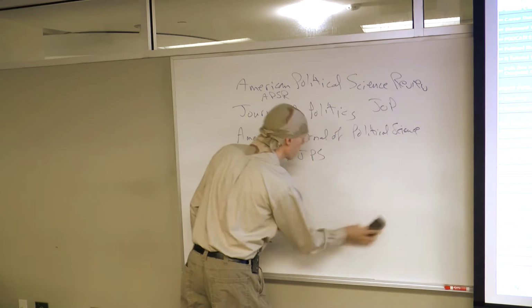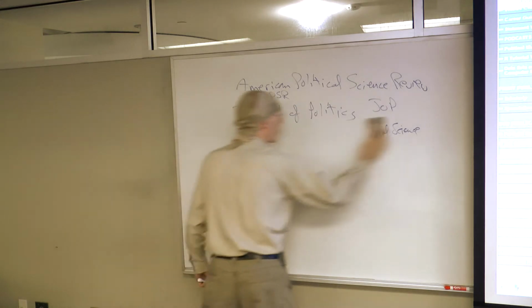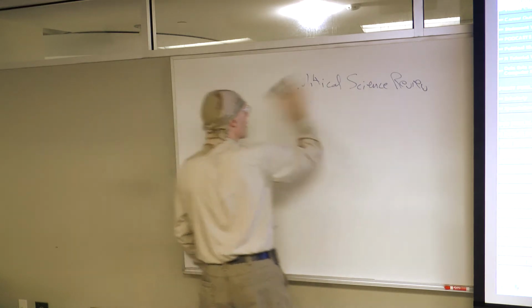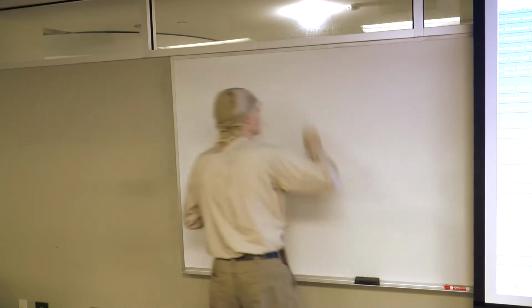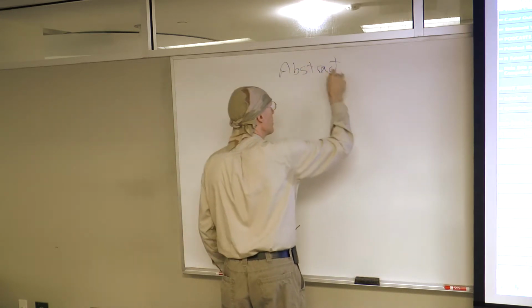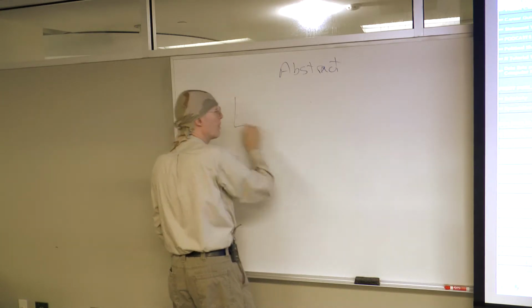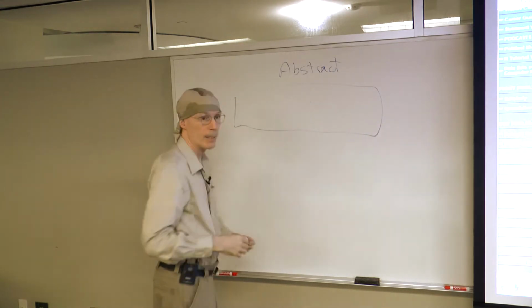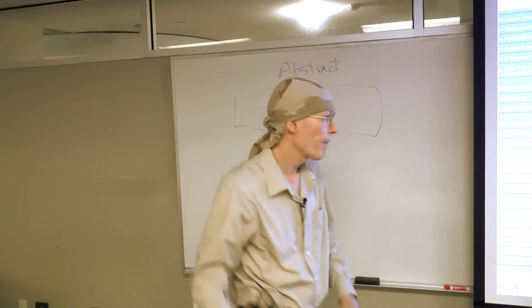So, the word abstract goes at the top, centered, and then one paragraph with 5 or 6 sentences goes there. Okay?